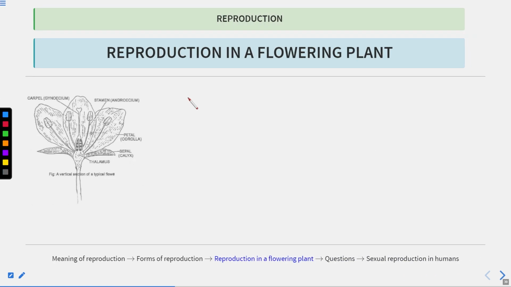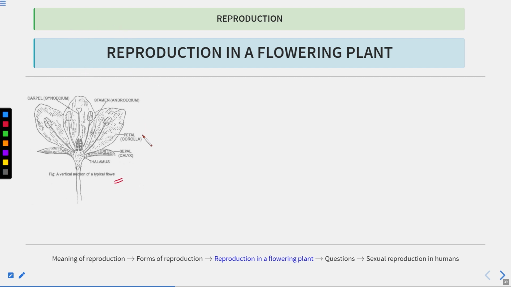Now let's study about reproduction in the flowering plants. First we will concentrate on reproduction in the flowering plants. We'll be studying the reproductive parts of the flower, and then we'll study the structure of the flower and what the parts of the flower are. First I have shown you this image. This image shows you the vertical section of a typical flower.